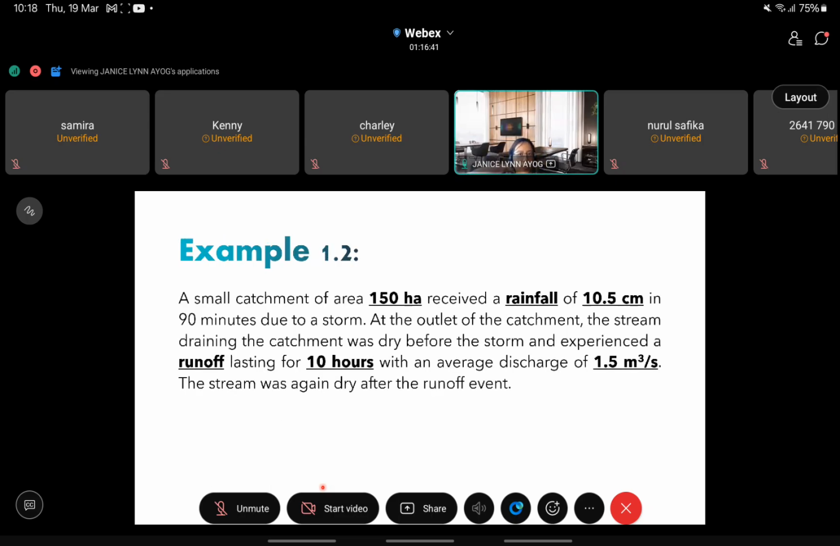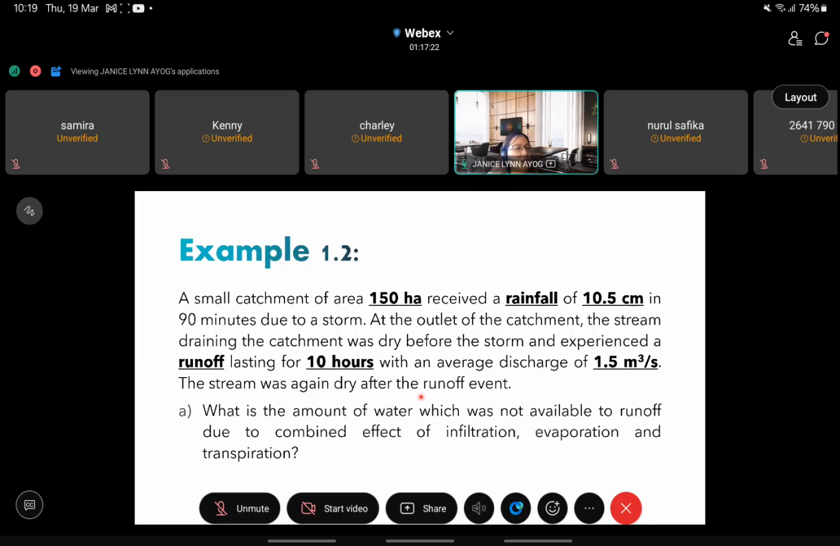Let's have a look at example 1.2. Okay, we're going to be at the end of our lecture now. Just this last example. A small catchment area of 150 hectares receives a rainfall of 10.5 cm in 90 minutes due to a storm. At the outlet of the catchment, the stream draining the catchment was dry before the storm and experienced a runoff lasting for 10 hours with an average discharge of 1.5 cubic meter per second. The stream was again dry after the runoff event.